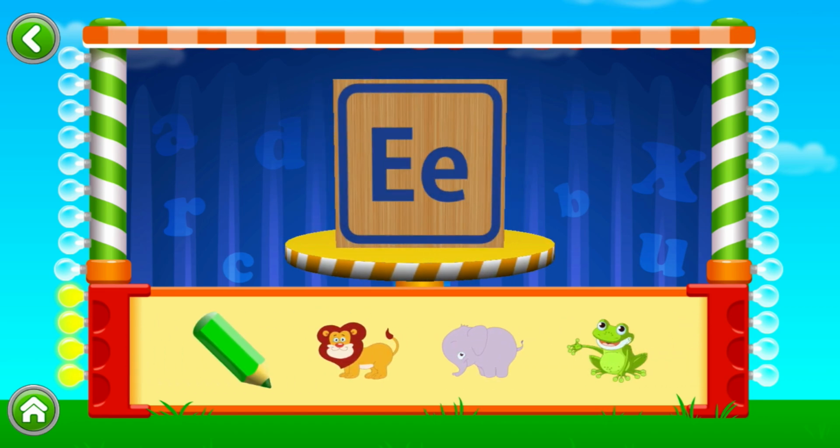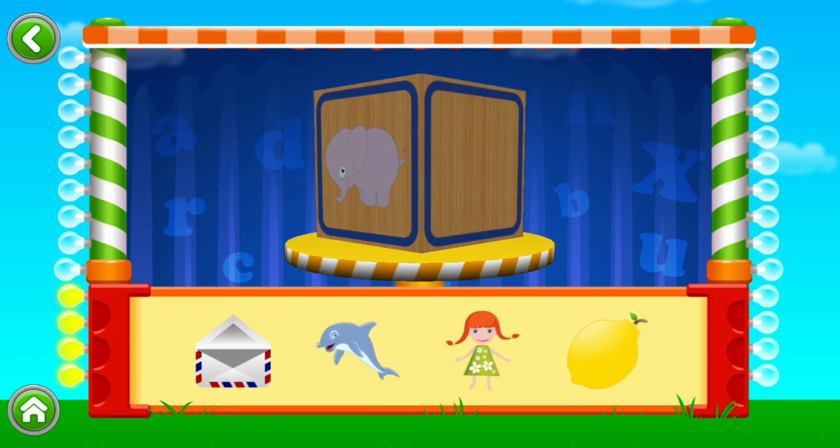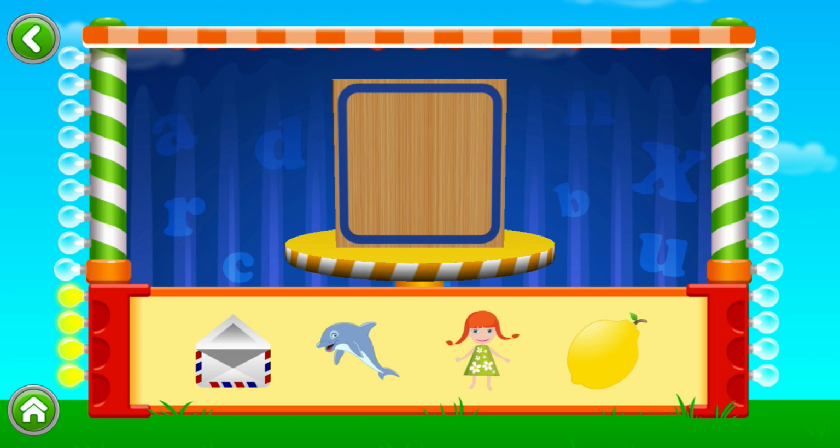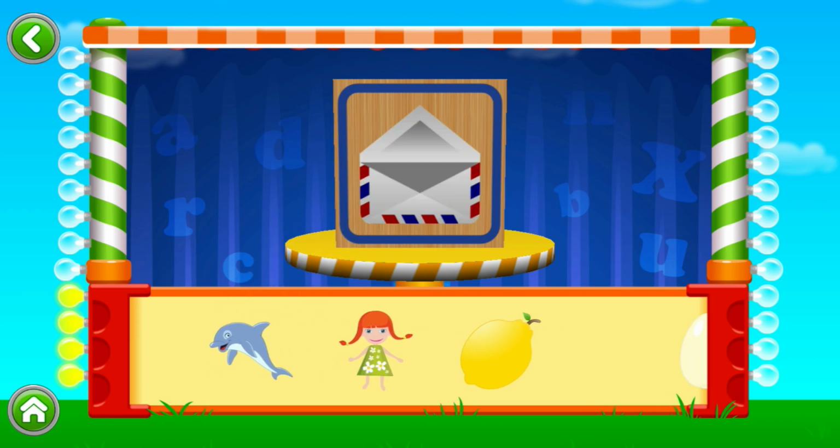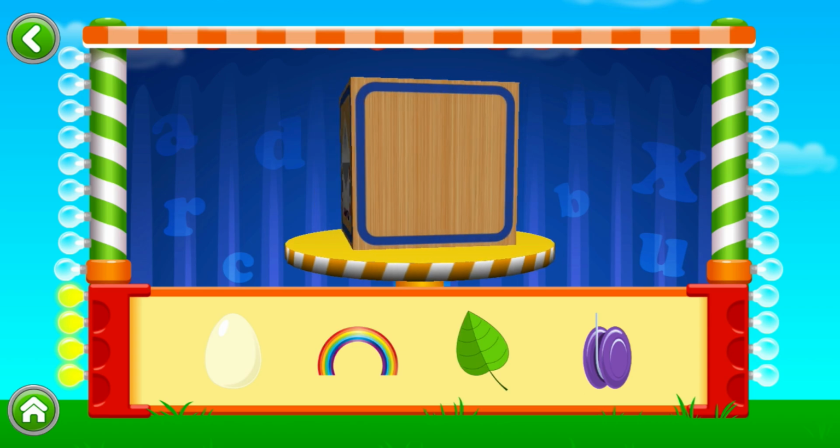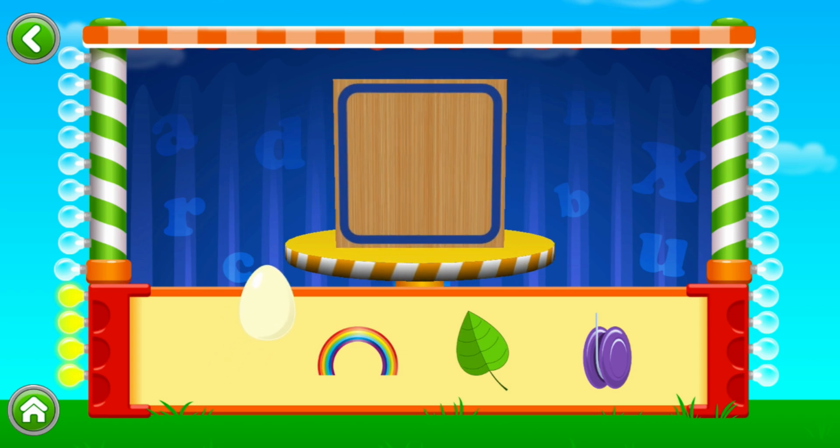E, eh. Elephant. Go ahead and turn the letter cube. Envelope. Now, let's do the next side. Egg.